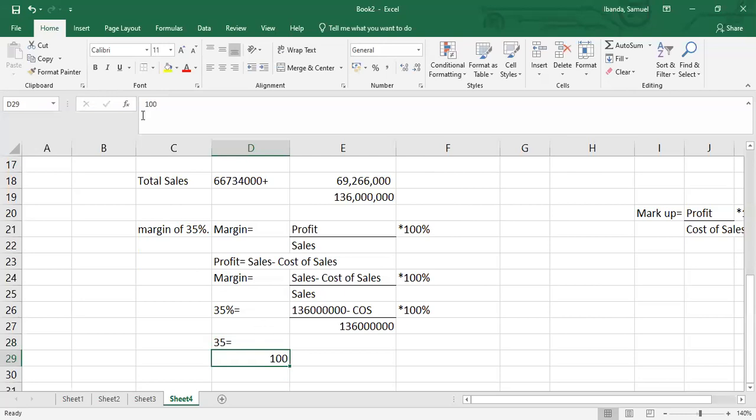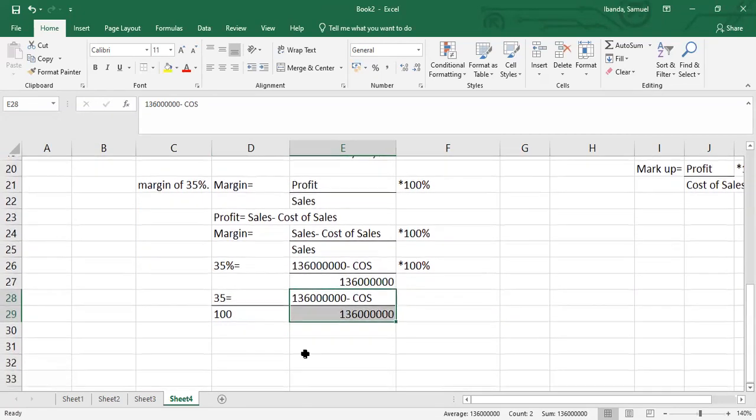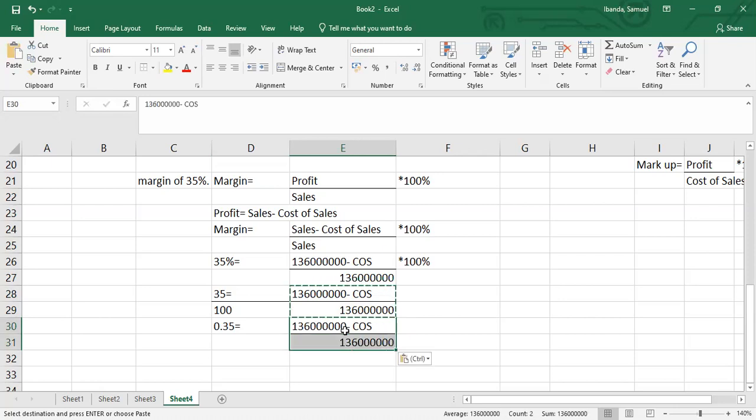This would equal to this, this is equal to this, okay? I hope you're following my Excel. So once I have that, definitely this is 0.35. I write 0.35 is equal to this. I've not changed, okay?